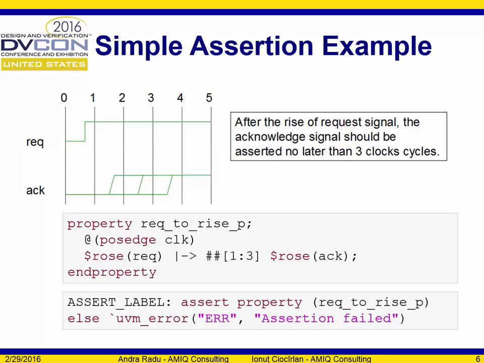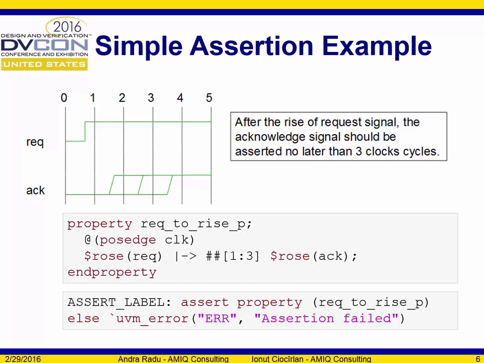There are several types of assertion, and an assertion could look like this. It is deduced from the specification of a design, let's say. One simple example would be this one. We have this requirement for this very simple interface with only two signals, request and acknowledge. The requirement is that the acknowledge signal should be raised no later than 3 clock cycles after the assertion of the request signal.